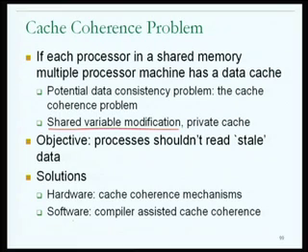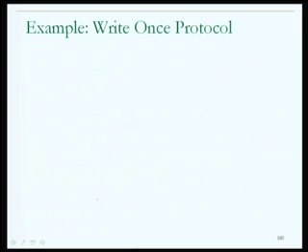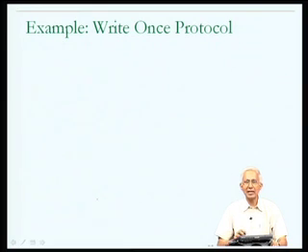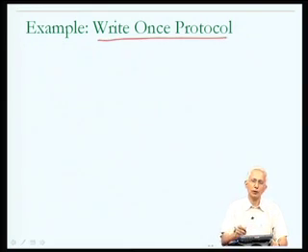The alternative is a software scheme, where compiler-assisted mechanisms are used to ensure that the problem does not arise. I am going to describe one hardware mechanism just to give us a clearer picture of what might be happening in a shared memory parallel machine. Now, the particular mechanism which I am going to talk about is a hardware cache coherence mechanism, and it is known as the write-once protocol.